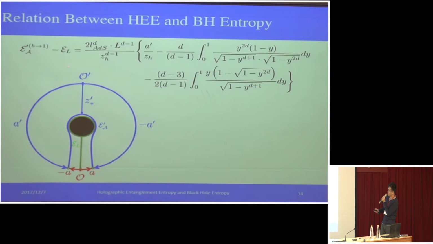So now we have calculated this area. When B goes to 1, this limits the area of this minimal surface, and we subtract epsilon L, the area of the straight line from z equals 0 to z_h. Now we can see the first divergence term disappears, and the second divergence term, the leading term, is proportional to the black hole entropy here, and we have all these finite terms.